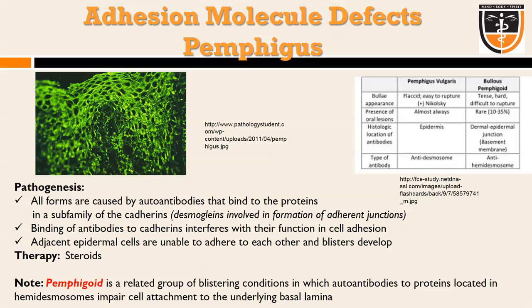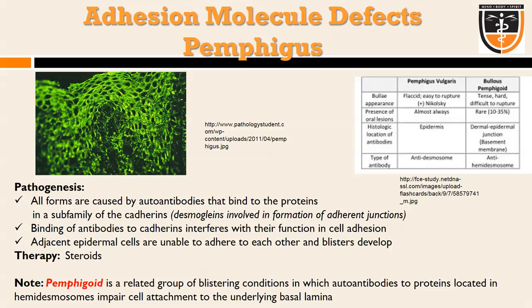It is actually a related group of blistering conditions in which autoantibodies target proteins that are located in hemidesmosomes. You remember those hemidesmosomes that attach the epithelial cells to the basal membrane? So not to each other, like cadherins, but actually to the basal membrane. So what's going to happen with these cells? They will lift off from the basal membrane. Okay? And when they do, this area will be full of fluid, and they will result in formation of blisters all over the body. More serious.